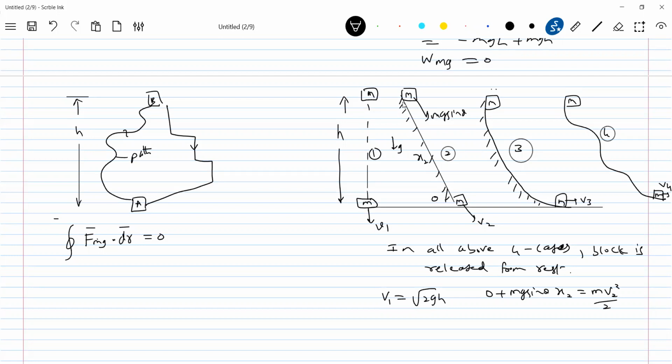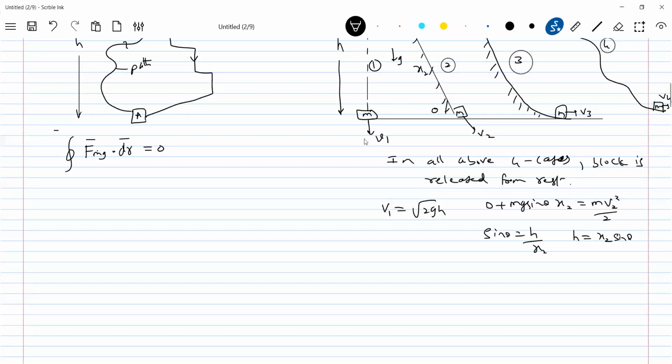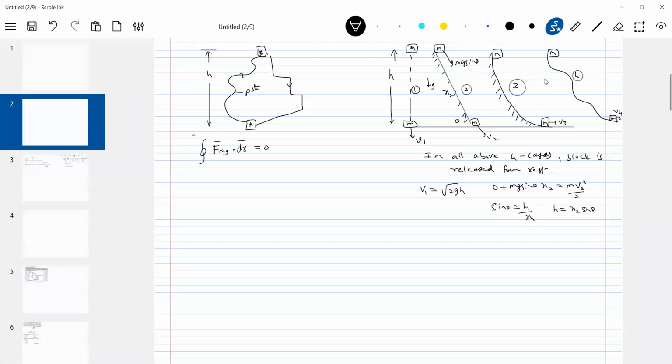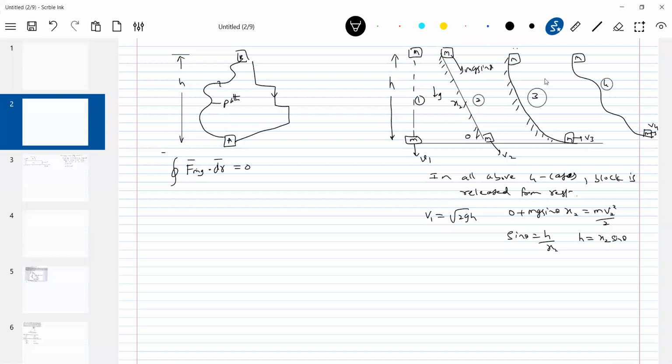From the triangle, what is sin theta? h by x2. So in place of x2 sin theta, what can you write? h. Look at this, x2 sin theta. So I'm replacing it here, mg into x2 sin theta, with mgh, equal to mv2 square by 2. So finally, what I'm getting is v2 equal to root of 2gh.